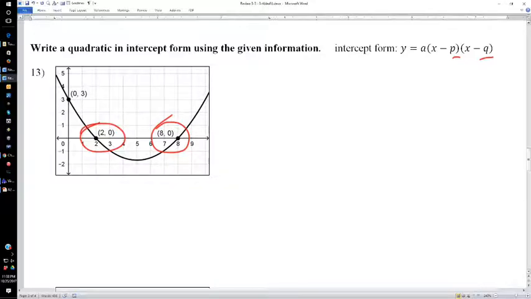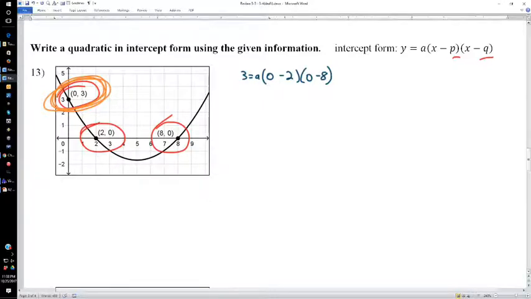The one point that's not on the x-axis, that is our random point that we use for x and y. And we're going to solve this just like the one where they give us a vertex and a random point. So here we go. My random point is 0, 3. So y is 3. Don't know my a. And my x is 0. And my two roots are at 2 and 8, so minus 2 and minus 8.